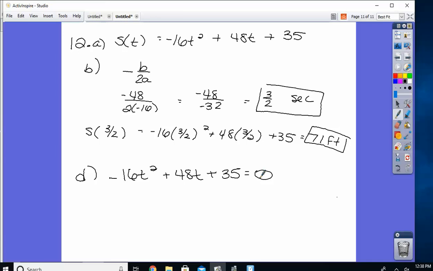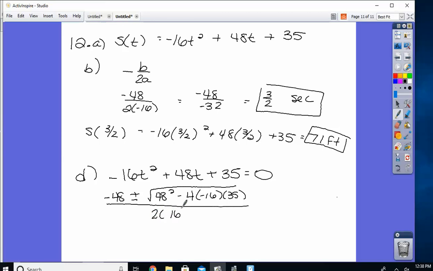Hey, did you guys notice something here? The vertex we said was opposite of B over 2A. It comes from the quadratic formula, the formula we use to find the vertex. So if we plug in to solve this, opposite of B is negative 48 plus or minus the square root of B squared minus 4 times A times C, all over 2A.